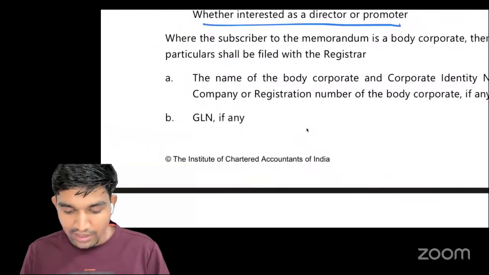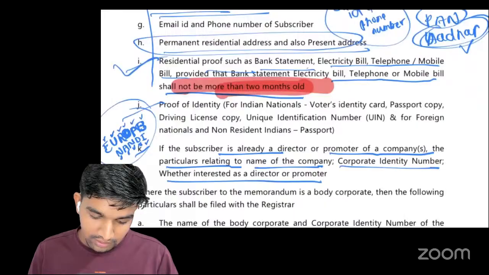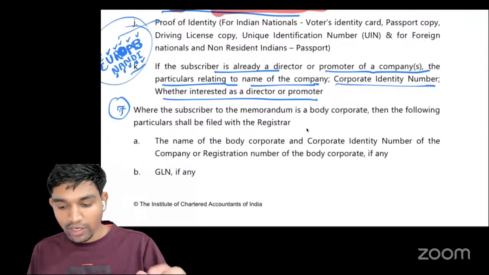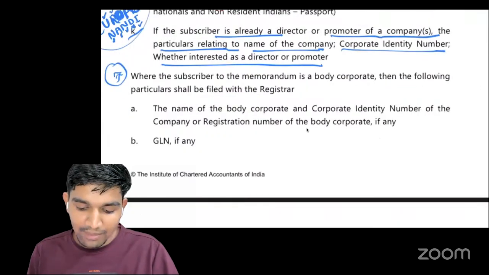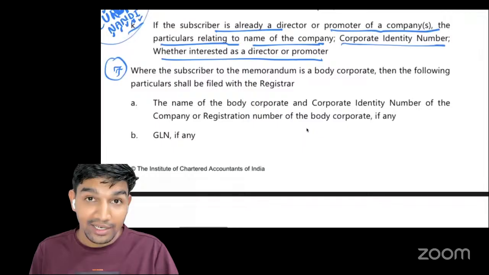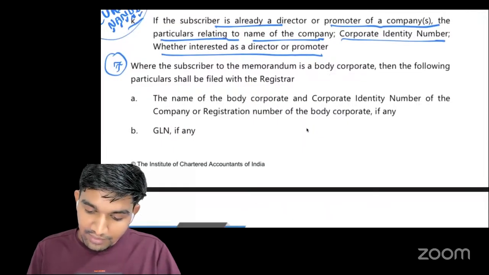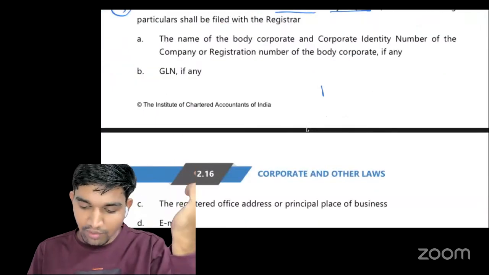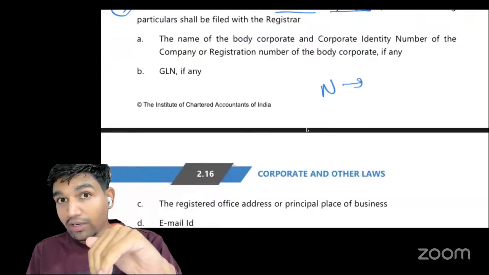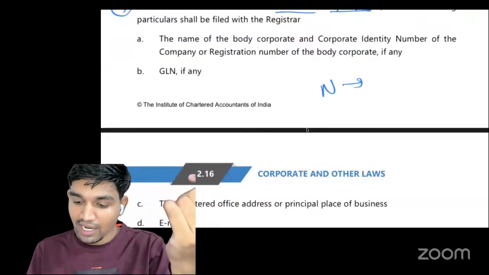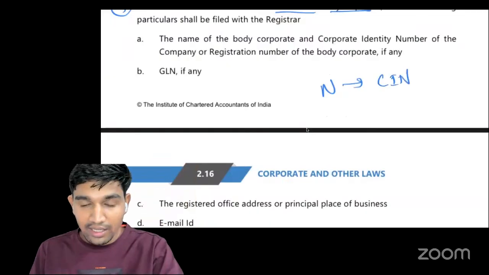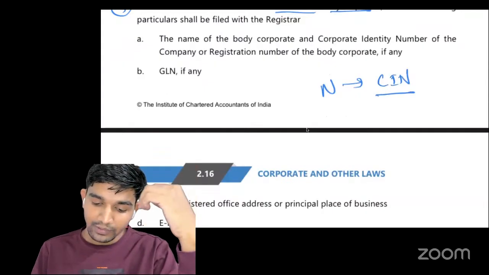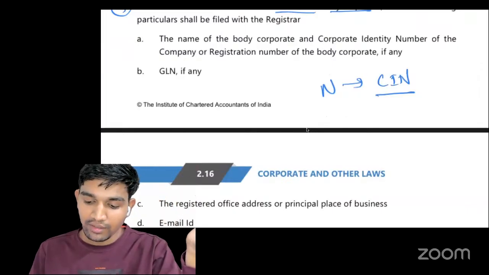Got it? Now let's move to the seventh point, that is where the subscriber to the memorandum is a body corporate, then the following particulars shall be filed with the registrar. In case of a body corporate, name for everyone. So what the body corporate has along with the name is a CIN. In case of a director, there is a DIN. In case of a corporate, there is a CIN, corporate identity number. And so we have given name and CIN.